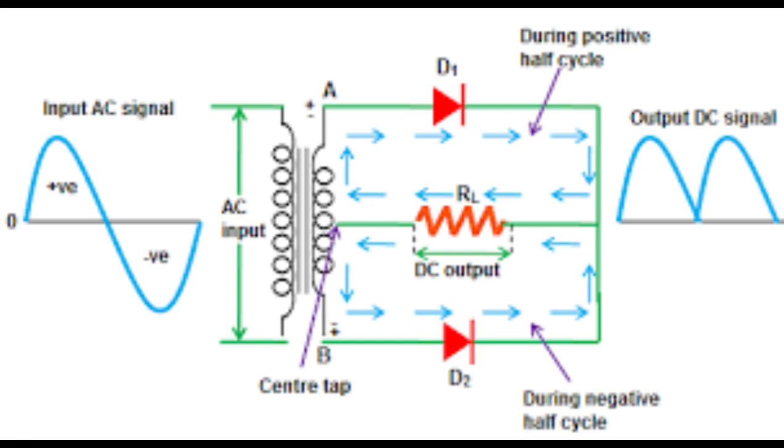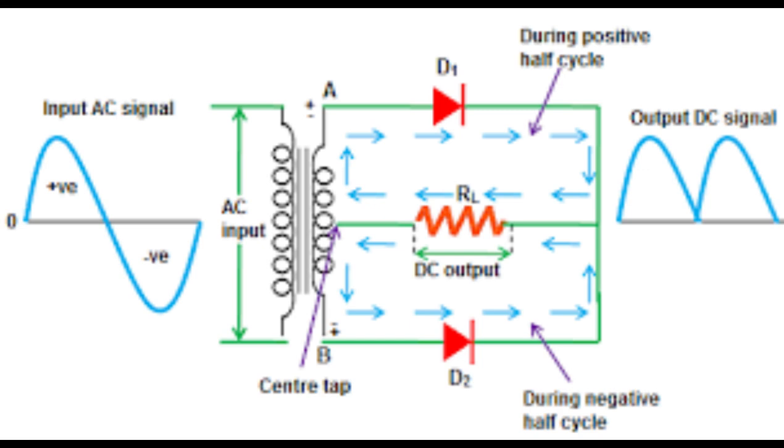Current flows from the top end to the first diode, to the load resistor from top to bottom, and back to the center tap. For the negative half of the cycle, the top end of the secondary winding becomes negative and the bottom end becomes positive.